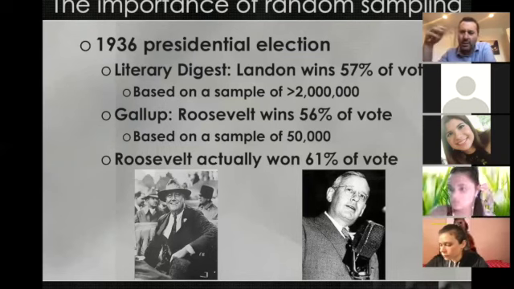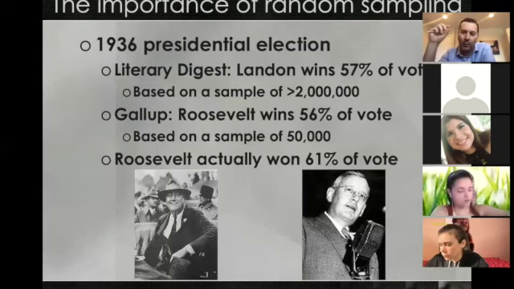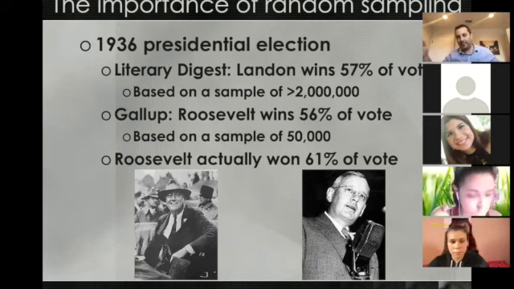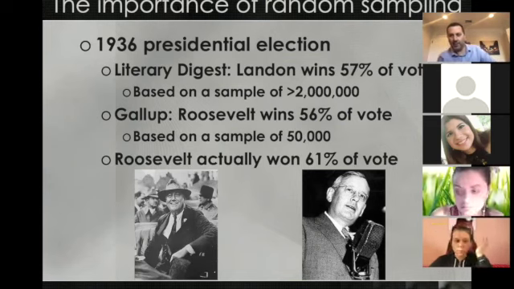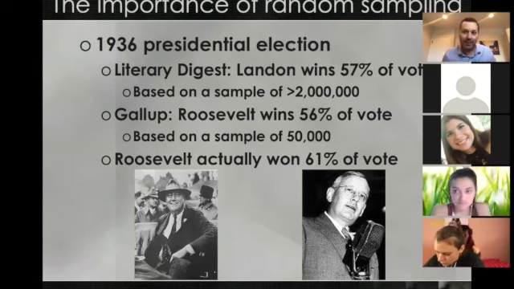Well, when you look at the strategy they used for how to sample people, what you found was that what Literary Digest did is they went through phone books and they randomly picked people from phone books. They had lists of people who had subscribed to magazines. They randomly picked people off those lists. It seems like a pretty random process. Turns out that was not random at all.